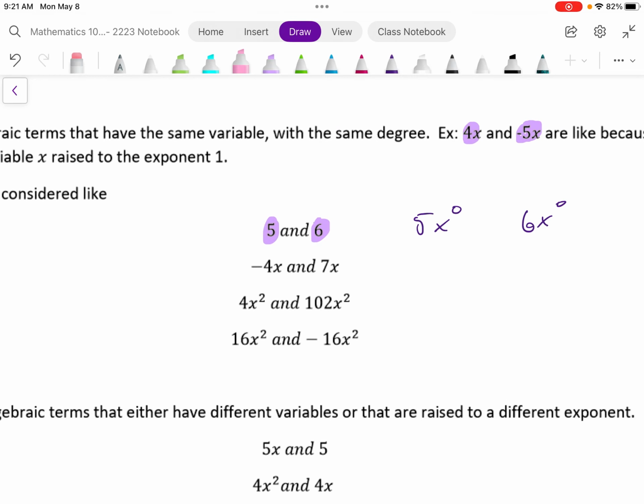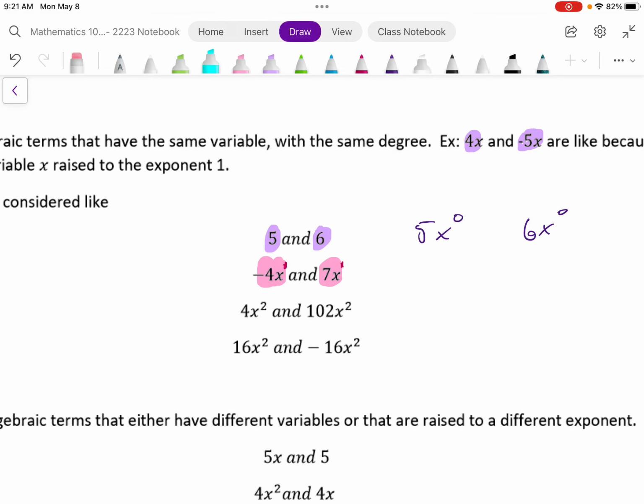Negative 4x and 7x are like. I know one is negative and one is positive, but it really doesn't have anything to do with that. Both contain the variable x, that's the first condition being met, and both are raised to the exponent 1. Similar with 4x squared and 102x squared. Now, the coefficients don't matter, the numbers don't matter, but it's the same variable raised to the same exponent.